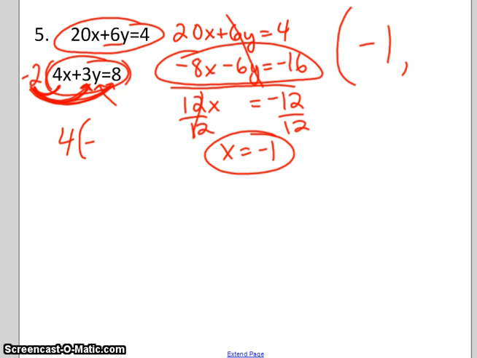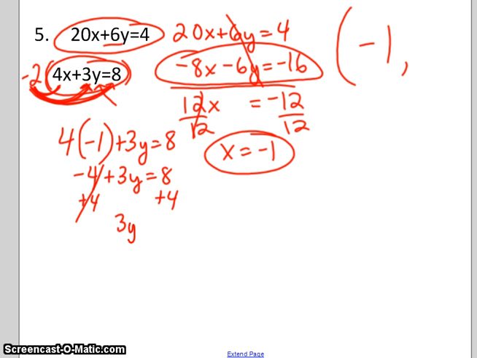4 times negative 1 plus 3y equals 8. Negative 4 plus 3y equals 8. Add 4 to both sides. Trying to get y by itself. And we get y equals 4.